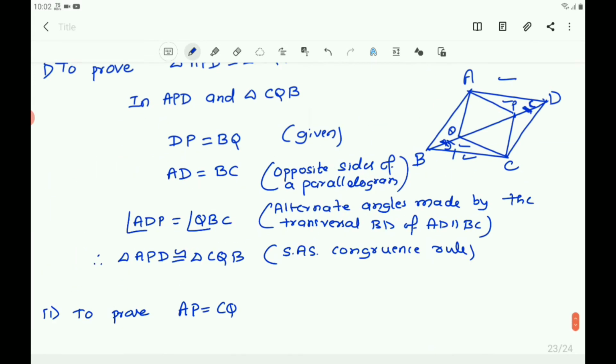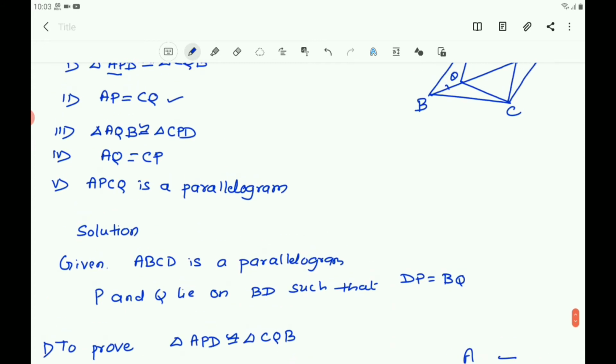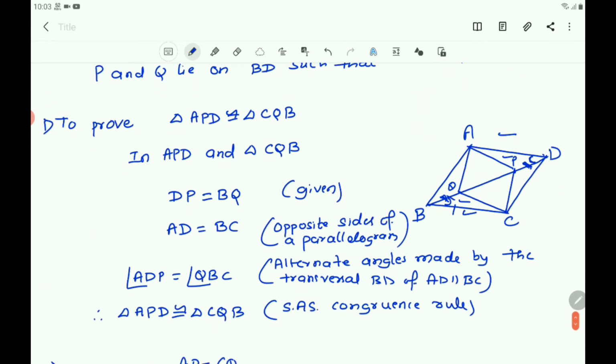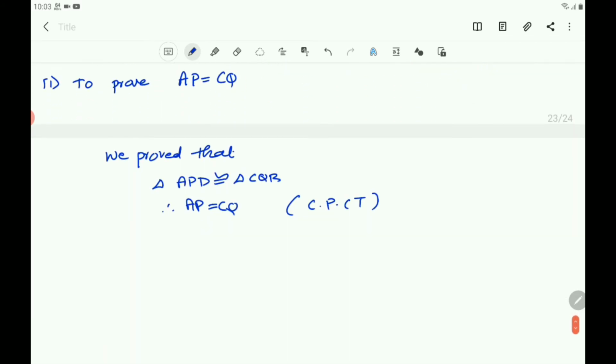Next what you have to prove? We have to prove that triangle AQB is congruent to triangle CPD. To prove the third one, you write to prove triangle AQB is congruent to triangle CPD.